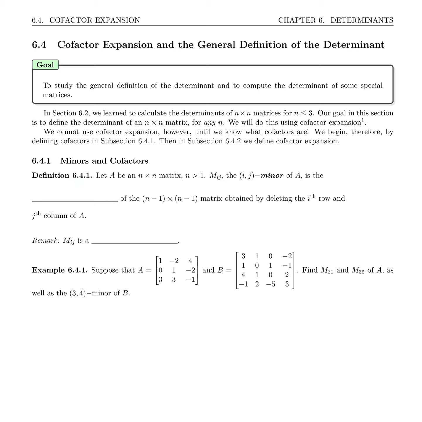Definition 6.4.1. Let A be an n by n matrix with n greater than 1. Mij, the ij minor of A, is the determinant of the n minus 1 by n minus 1 matrix obtained by deleting the ith row and the jth column of A. So we have a smaller matrix. We take its determinant, that is the minor, and if the minor is a determinant, that means Mij is a scalar. So very strange operation here, deleting rows and columns.